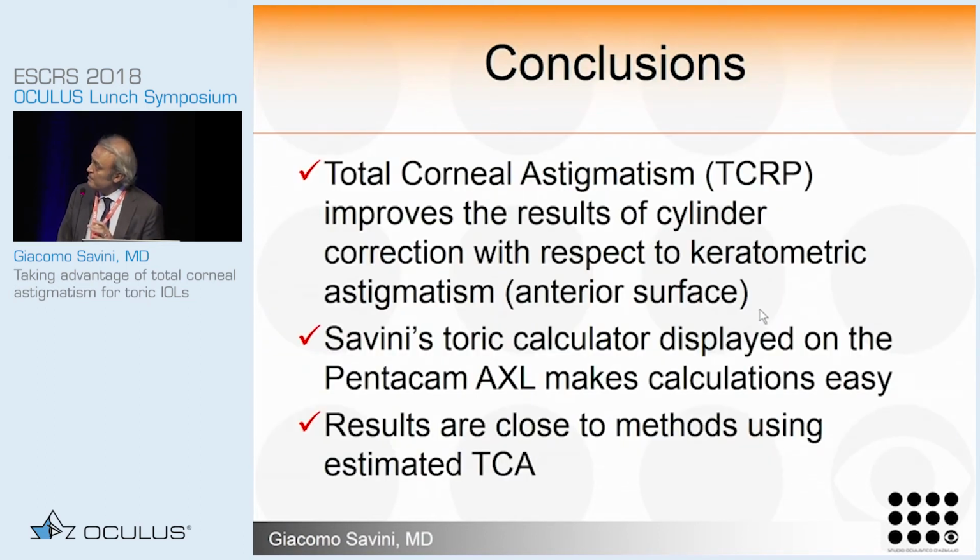So in conclusion, I believe that we showed that total corneal astigmatism improves the results of cylinder correction with respect to K1 and K2 simulated keratometry. With the Savini toric calculator, it's easy to make this calculation because everything is automatic on the Pentacam AXL, and the results are very close to those of Barrett, but in this case we have direct measurements and not estimation.